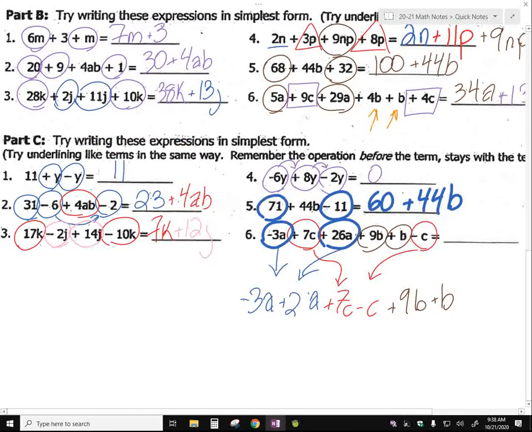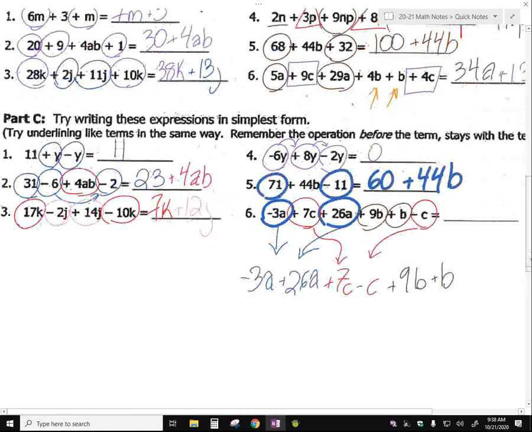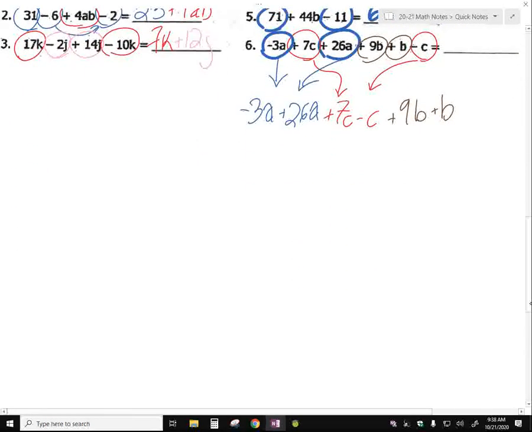26a. So from this point, I'm going to simplify the negative 3a plus 26a. From chapter 3, the second week of school, what is negative 3a plus 26a? Yep, I heard you. Yeah, 23a. I have 23 apples left.